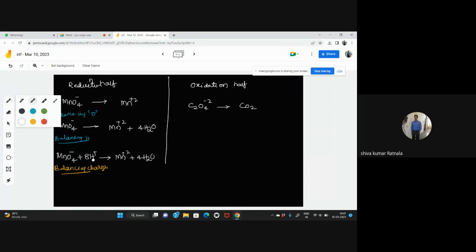So here how much is there? Here 8 positive, minus 1, that means 7 positive now. So if I am adding here 5 electrons, then what we will get here? Mn 2+ plus 4H2O. So both sides charge balance or no?